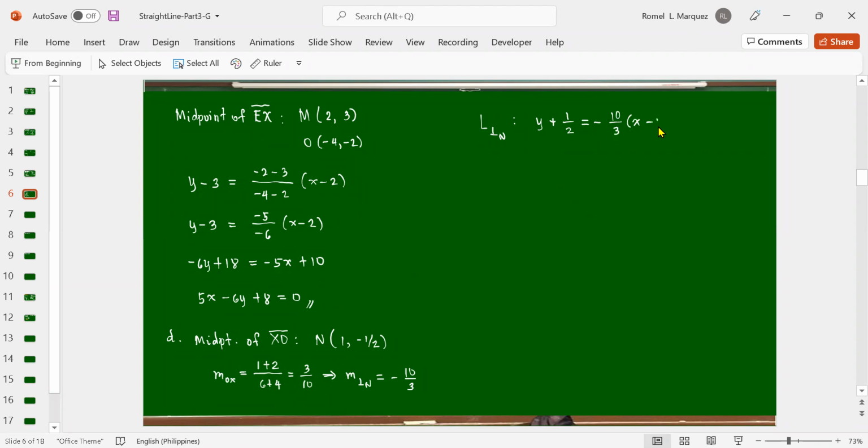then times x minus 1. 6 times y, 6y. 6 divided by 2 is 3. 6 divided by 3 is 2 times 10, 20, negative, so negative 20x, then plus 20. Am I right now, guys? So 20x plus 6y minus 70 is equal to 0. Is that right, guys? Guys, could you please check?